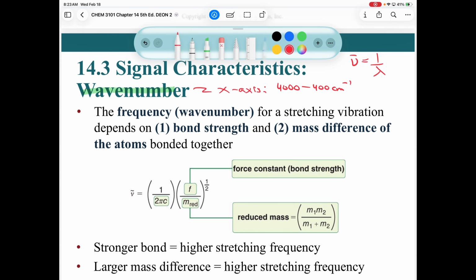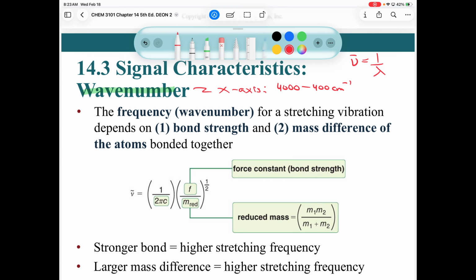One would be the bond strength. Now let me ask you guys a question. What is stronger, a single bond or a double bond in chemistry? A double bond, right? And they get stronger as you go from single to double to triple. So if we see a triple bond, it should have a higher stretching frequency than a single bond, right? So it depends on bond strength, and we're going to see that in a second. And it also depends on the mass difference of the atoms bonded together.